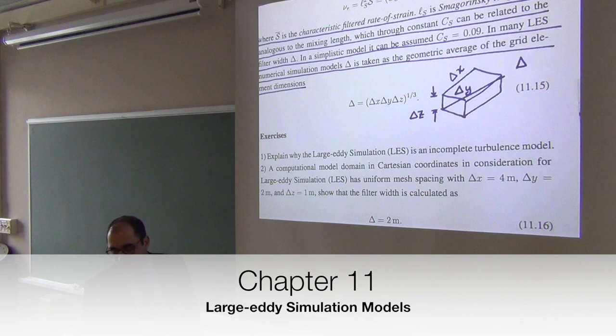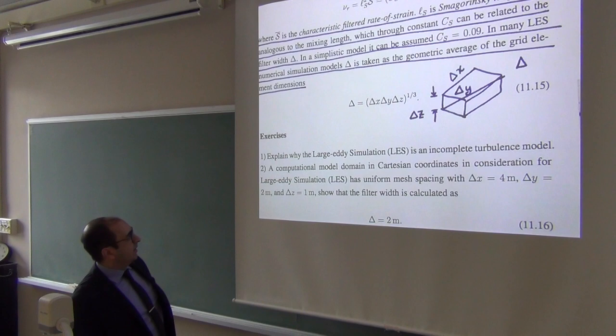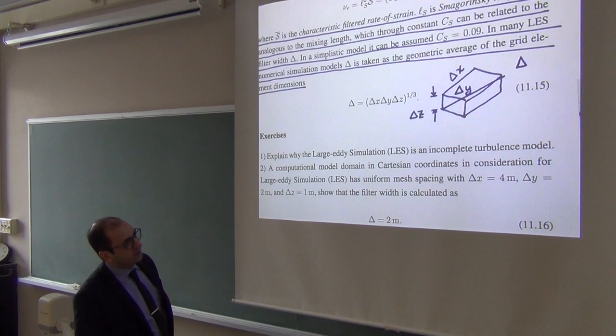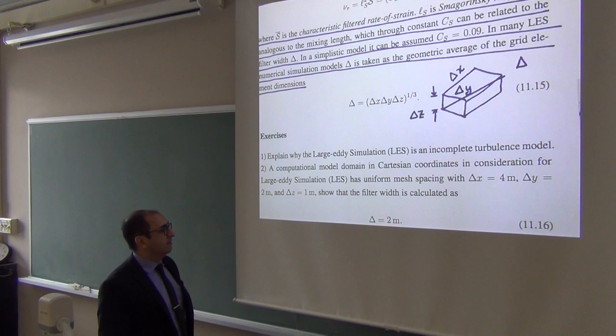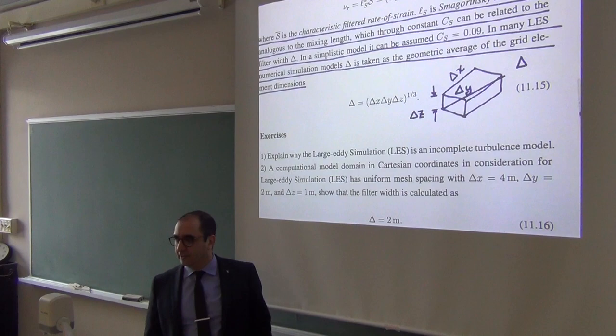Let's do one exercise, and let's do exercise number two. A computational model domain in Cartesian coordinates is in consideration for our large-eddy simulation has a uniform mesh spacing with delta x equal to 4 meter, delta y equal to 2 meter, and delta z equal to 1 meter. Show that the filter width using the geometrical average is delta equal to 2 meter. Okay, so that's the problem you're going to do.